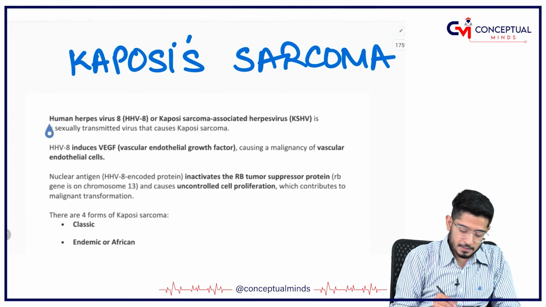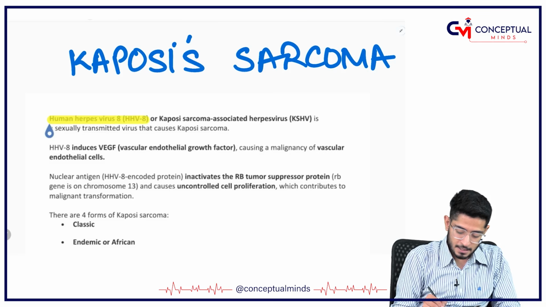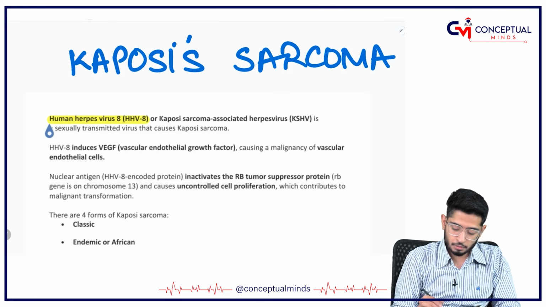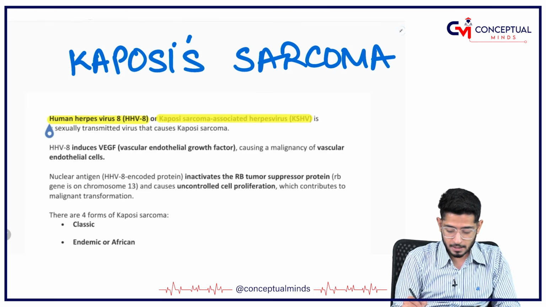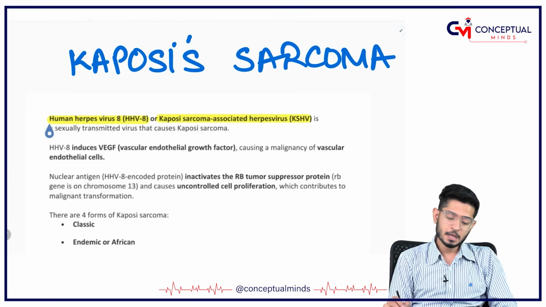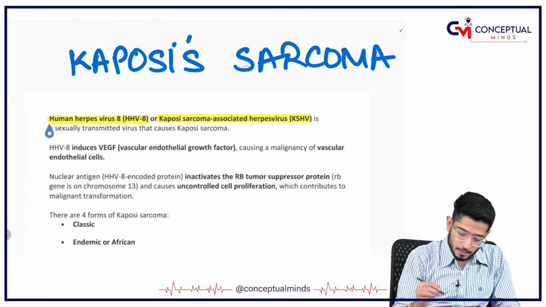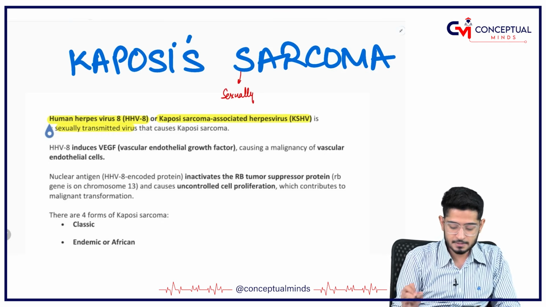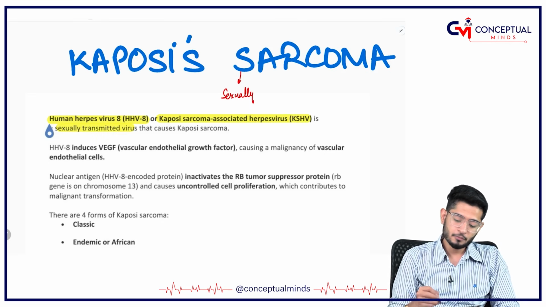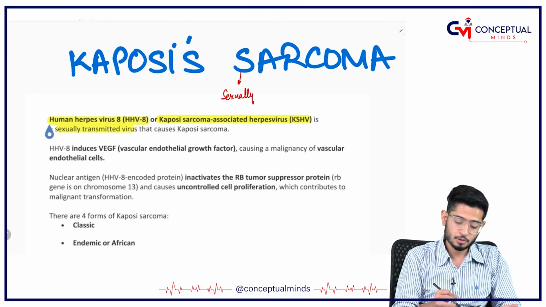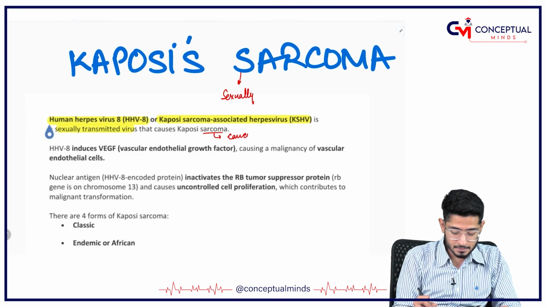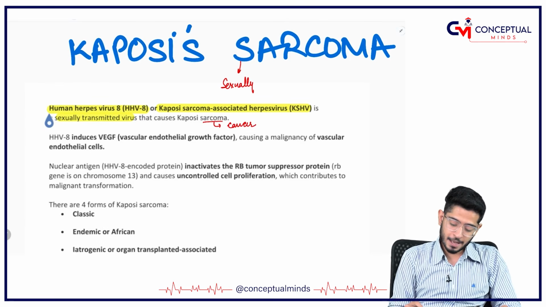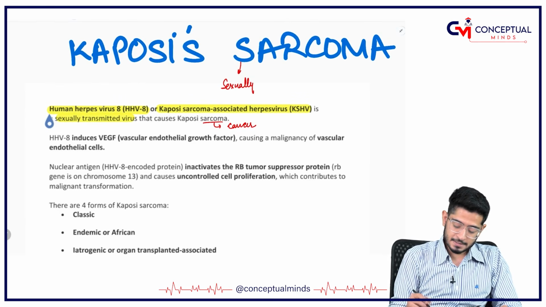Kaposi's sarcoma is caused by human herpes virus 8, or you call it Kaposi's sarcoma associated herpes virus. Remember, Kaposi's sarcoma, S for sarcoma, S for sexually transmitted. So, it is a sexually transmitted virus, which causes a sarcoma. Sarcoma means it is a malignancy. Sarcoma means it is a cancer. Okay. So, what happens? How is it causing cancer?